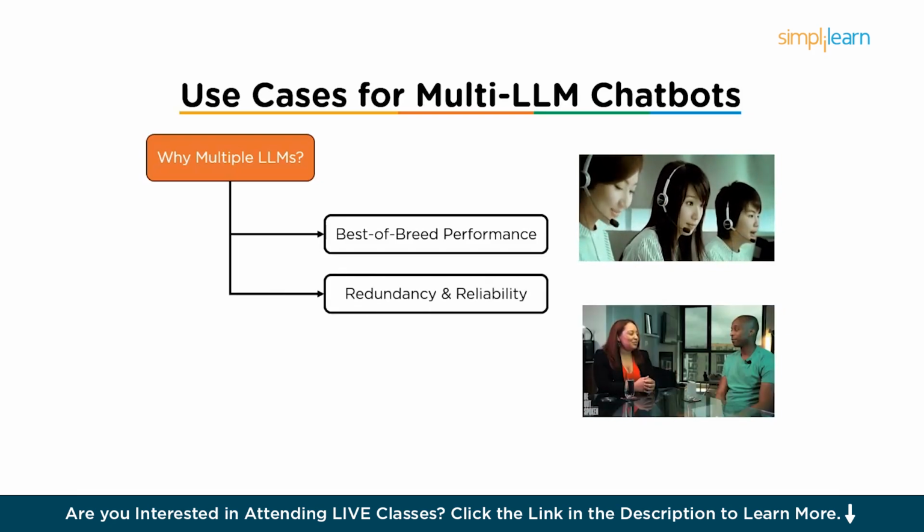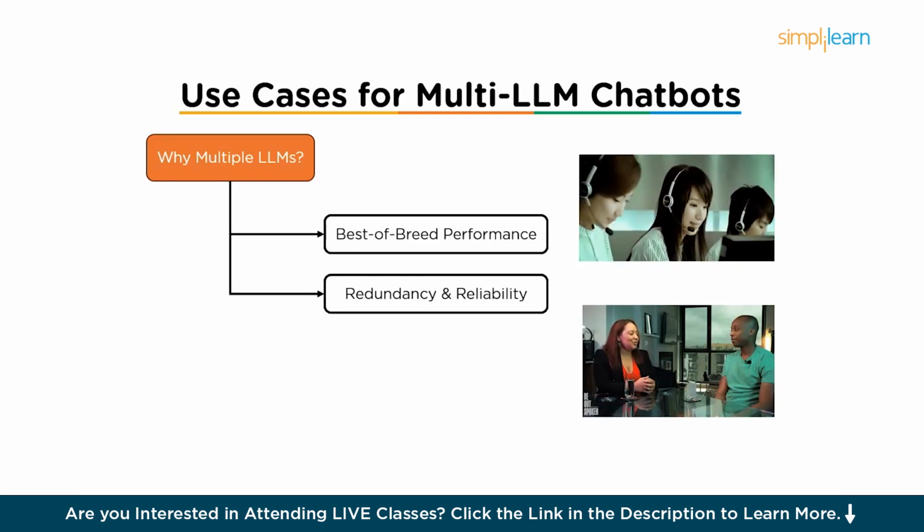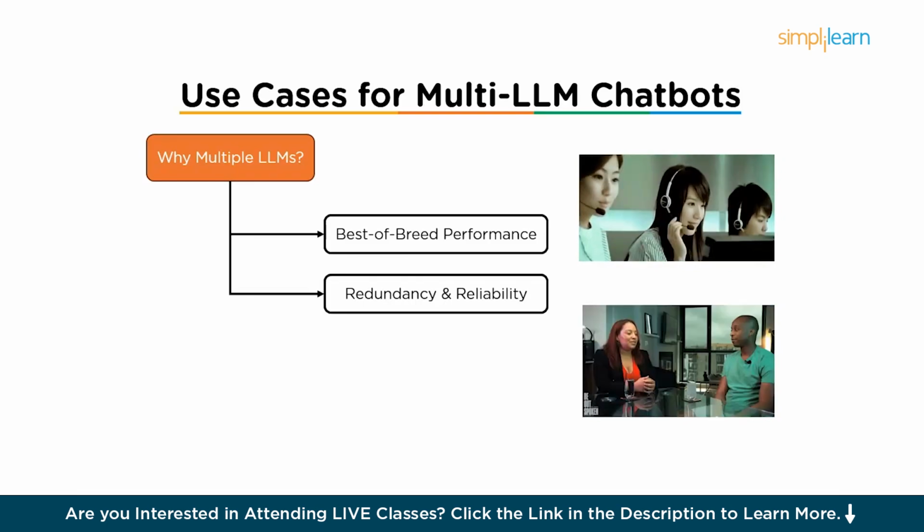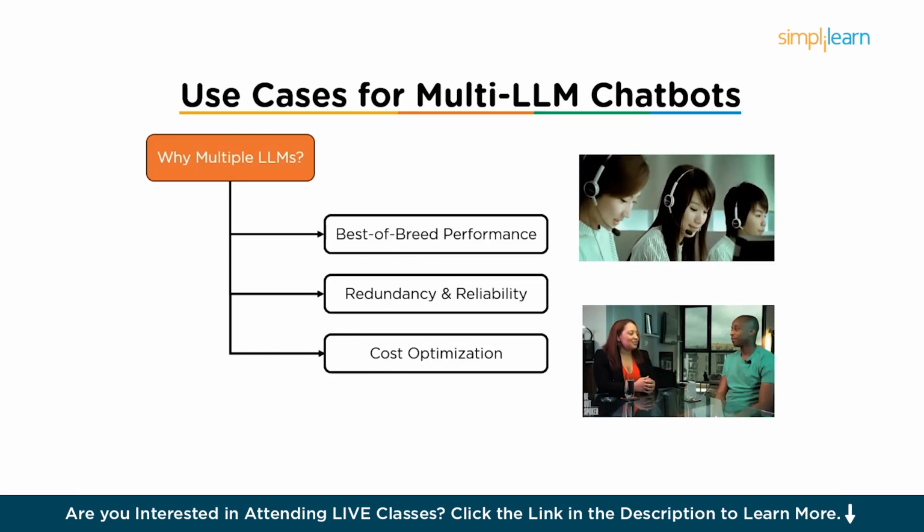Next is redundancy and reliability. Relying on a single LLM, especially one provided by an external API, introduces a single point of failure. If the service goes down or experiences issues, your chatbot stops functioning. By having multiple LLMs, you build in redundancy. If one model is unavailable or underperforming, the system can gracefully fail over to another, ensuring higher uptime and reliability for your chatbot service.